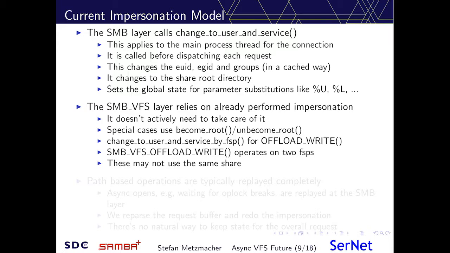There's also the change to user and service by FSP that's used for the offload write, which is our internal implementation for the copy chunk feature, where you can basically provide a handle to a region in a file as source and then write that to a destination FSP without having the client seeing the data. And that's even possible across shares, so we need to switch the impersonation between these shares.